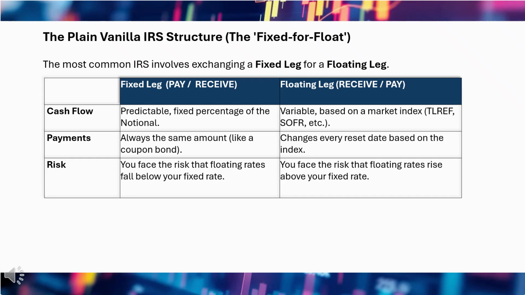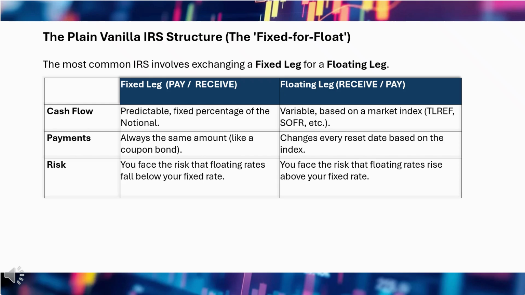Let's now break down the anatomy of the most common swap structure, the plain vanilla fixed for float interest rate swap. This is the fundamental building block of the entire swap market, and understanding its two distinct payment streams is essential. The entire contract is built around the exchange of these two streams, which we call legs, based on a notional principal that is never actually exchanged.